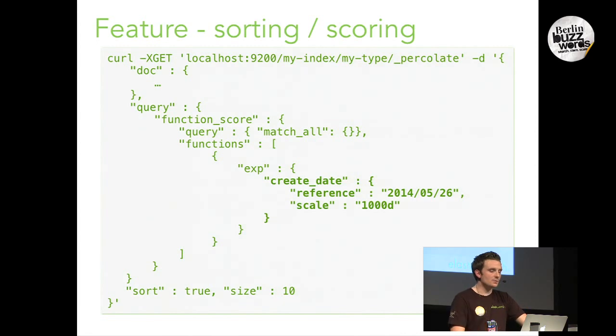And that's nice because the percolator API can scale, so there's no time to evaluate all those queries. If you are going to show something, and there's not a machine consuming all the matching queries but a human looking at it, it might be useful to have some kind of ordering or sorting on it. And you can do it via the function score query.